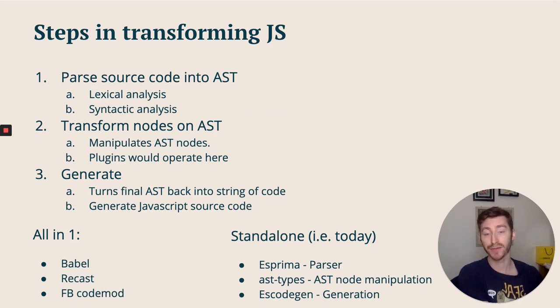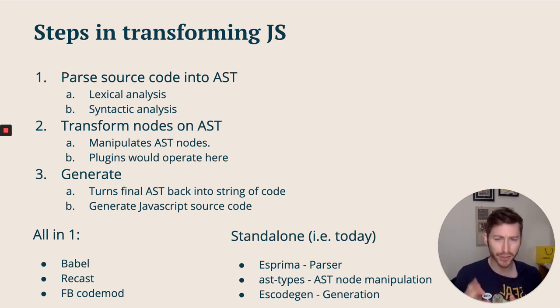Moving on to the steps in transforming JavaScript, there are 3 steps. First is parsing the source code into AST, which has 2 steps, starting with lexical analysis, which turns a string of code into a stream of tokens, so an array of tokens. Then syntactical analysis, which turns the stream of tokens into its AST representation. Secondly is transforming the nodes on the AST. This is where we manipulate the actual AST nodes, and any library plugin, for instance Babel, would operate here. Then generating source code. Here we take our AST and turn it into a string of JavaScript source code. Today, that third part is what we're going to be looking at. We're going to be looking at the job of the generator.